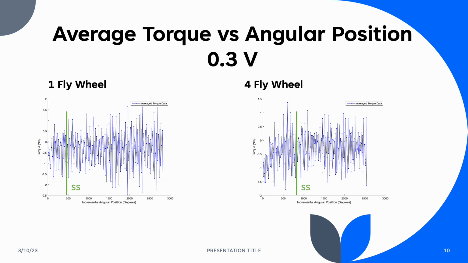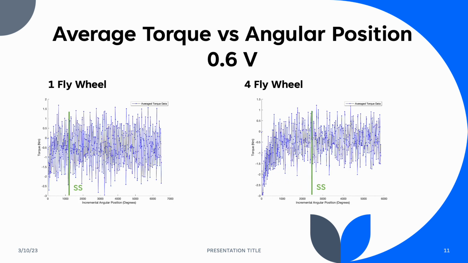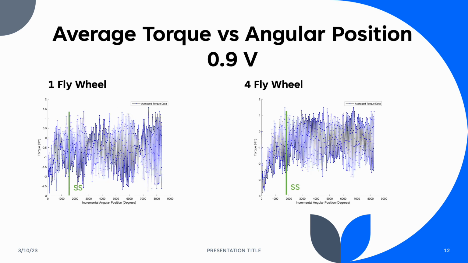Here are the graphs for the lowest voltage for both 1 flywheel and 4 flywheel, and the steady states are shown on both graphs. Same with the medium voltage of 0.6 volts. And finally, the highest voltage of 0.9 volts.